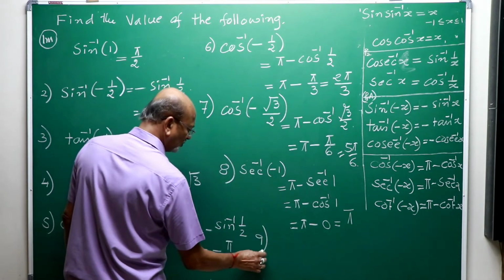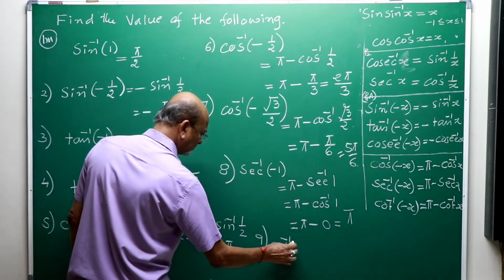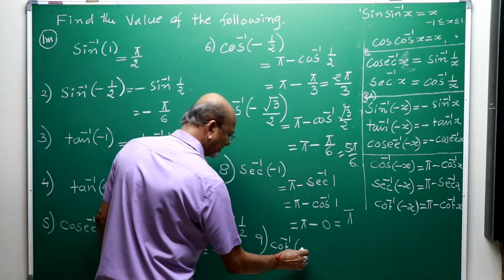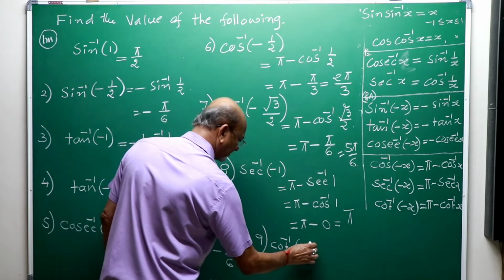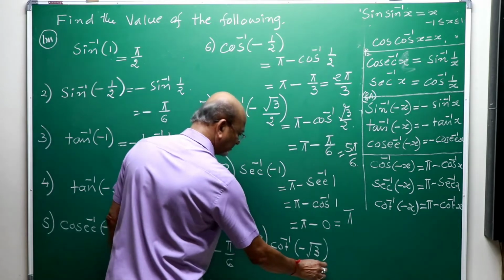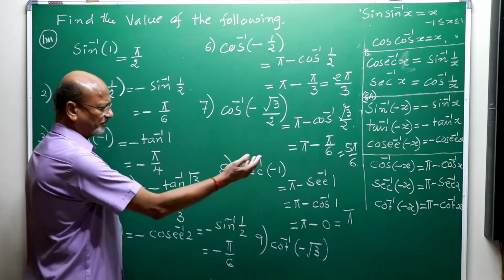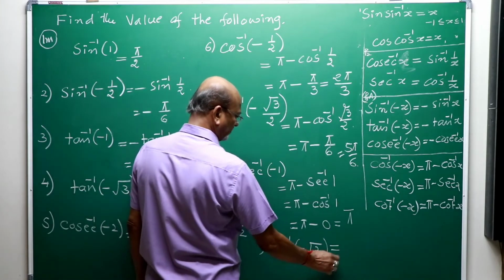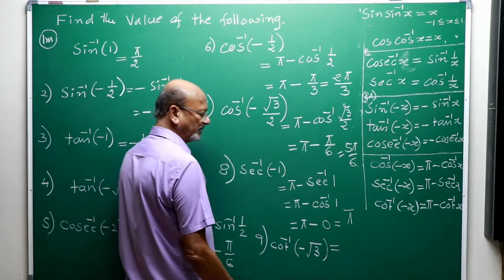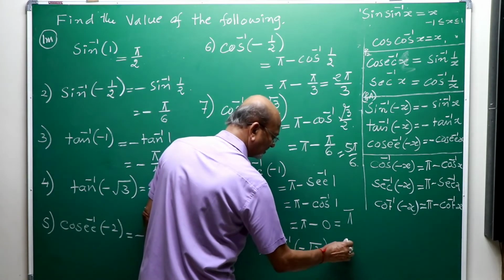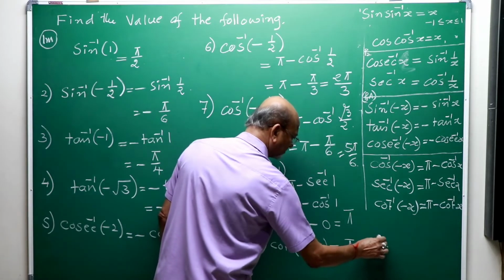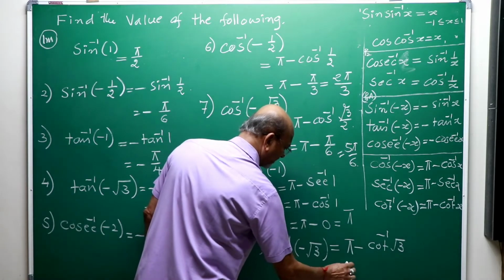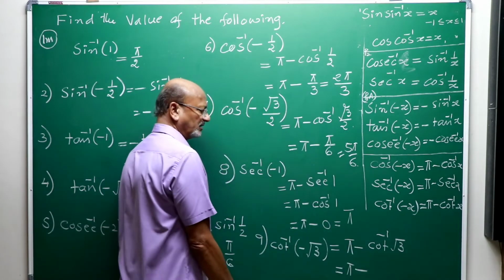Then cot inverse of minus root 3. Same property first: cot inverse of minus x is pi minus cot inverse x. So pi minus cot inverse root 3, which is pi minus the respective angle.